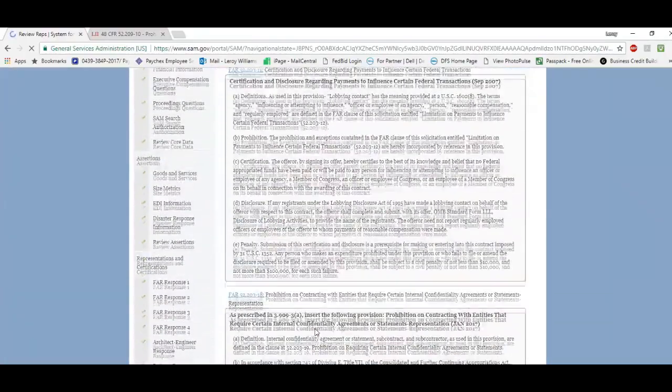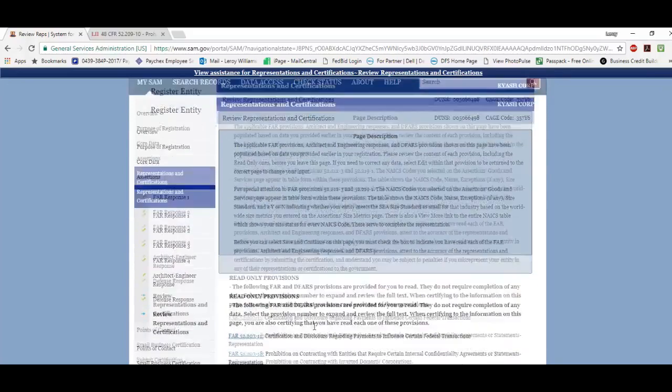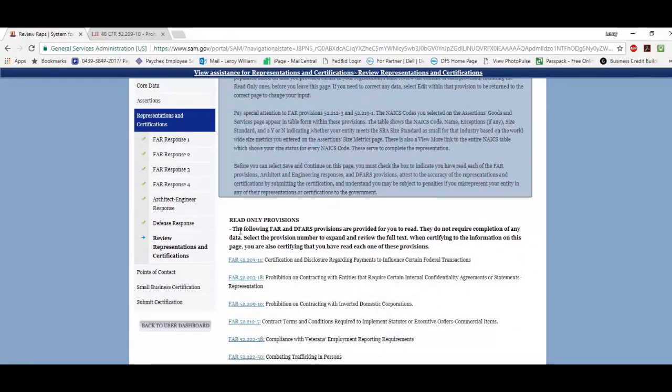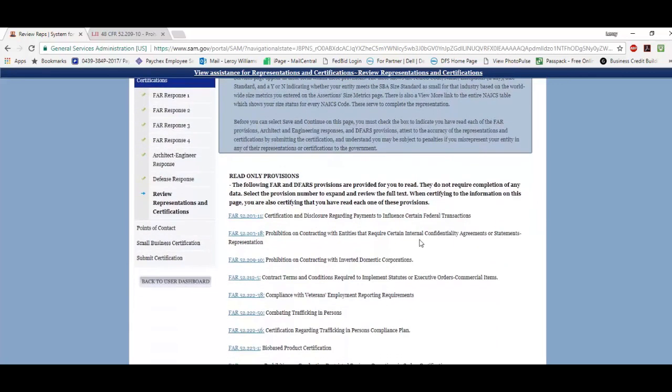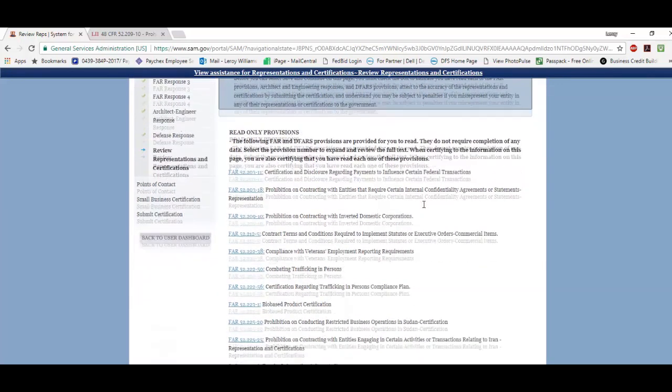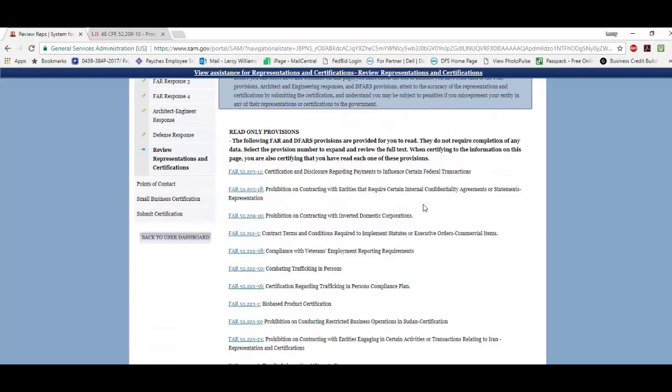Okay, represent certain. We're almost finished. These are read-only provisions. The following DFAR and DFAR's provisions are provided for you to read. They do not require completion of any data. Select a provision number to expand and read the full text. When certifying to the information on this page, you are also certifying that you've read each one of these provisions. Okay. Again, when I first filled this out back in 2013, I opened up each one of these and read them.